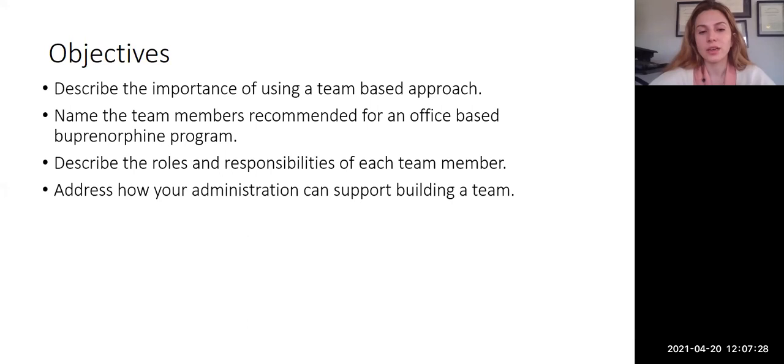And then Dr. Bhatt's going to talk a little more in depth about some of the training and the different components specific to physicians or prescribers. And then we'll wrap up by talking briefly about what administration or leadership can do to support building this team, because we recognize that not everybody is in a leadership or an administrative role.